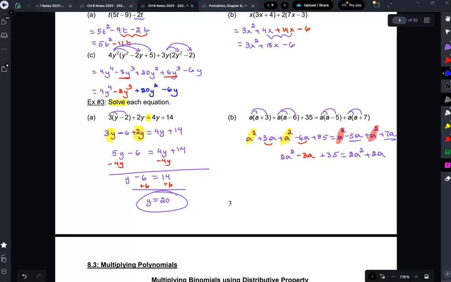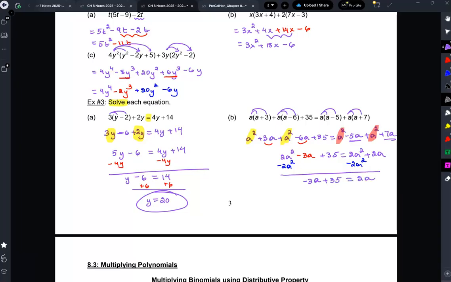Now, let's subtract 2a squared from both sides. I get negative 3a plus 35 is 2a. Now, plus 3a on both sides. 35 is 5a. Divide by 5, divide by 5. a is 7. And that's section 2.